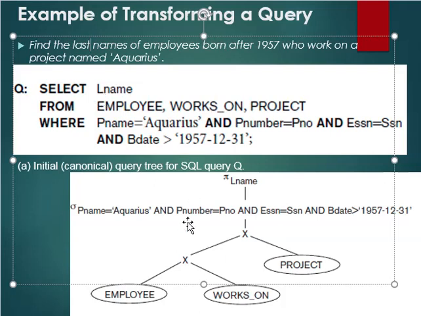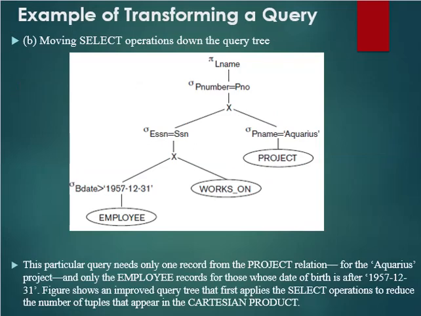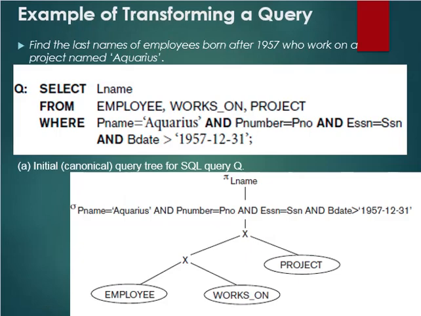So this way we will create the initial query tree. After drawing it, we can move to the next step: moving the select operation down the query tree. In the previous tree, you can find the selection statement on the second level. The first level is the project operation.